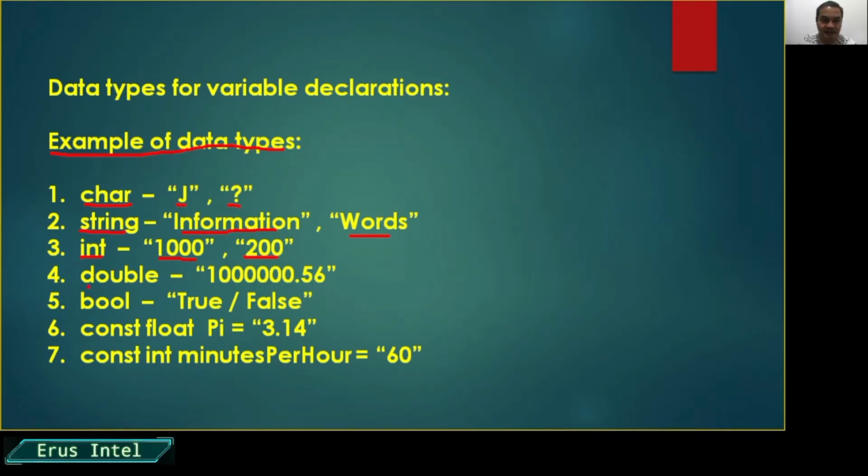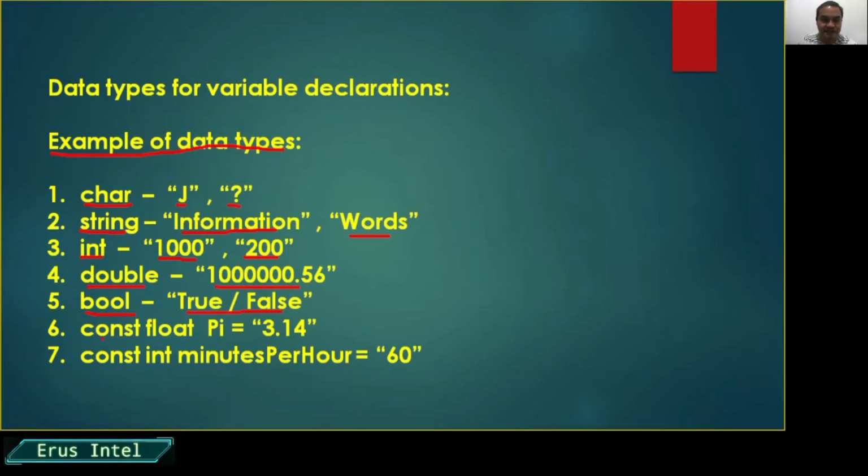Next is the double data type. This data type is used for accepting a value with decimal numbers, like the given example here. Double also holds a larger number than the integer. Next, number 5 is bool, or boolean. This data type is used for determining true or false inputs.